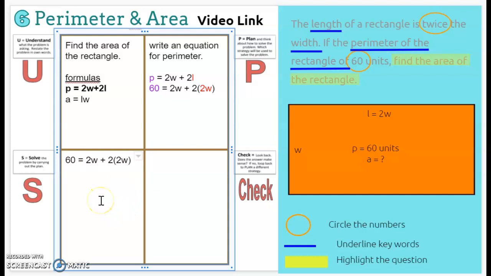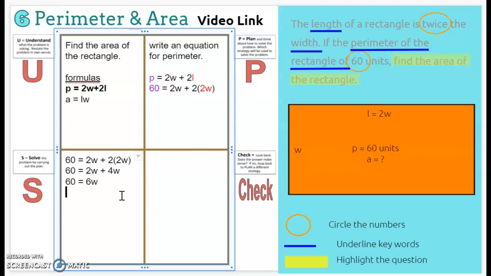And so what I need to do is my order of operations. I still do the same thing. I have to simplify. Remember, we talked about distributive properties and combining like terms. Well, I need to distribute this 2 into the parentheses, or multiply it with that. So then I have 60 equals 2W plus, what's 2 times 2W? Well, it's 4W. Okay, so now I need to combine my like terms before I do anything else. So I have 60 equals 2W plus 4W equals 6W.